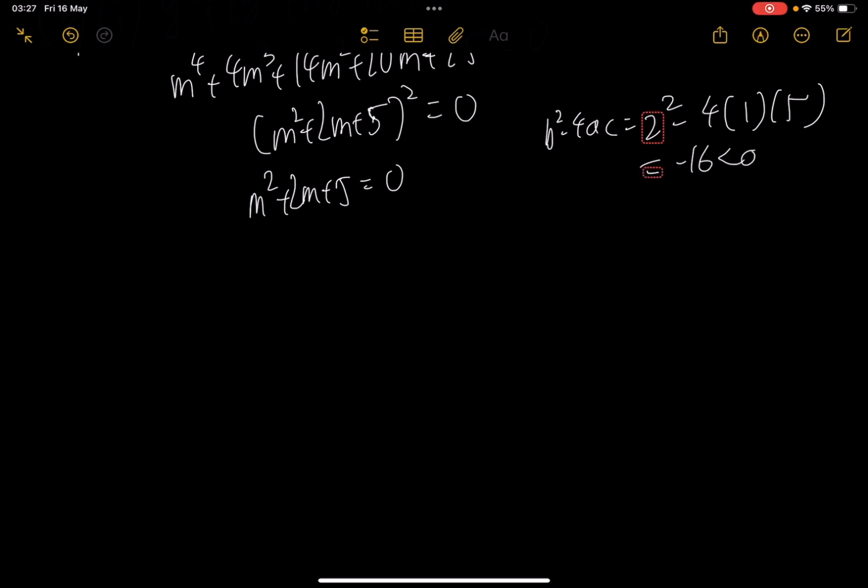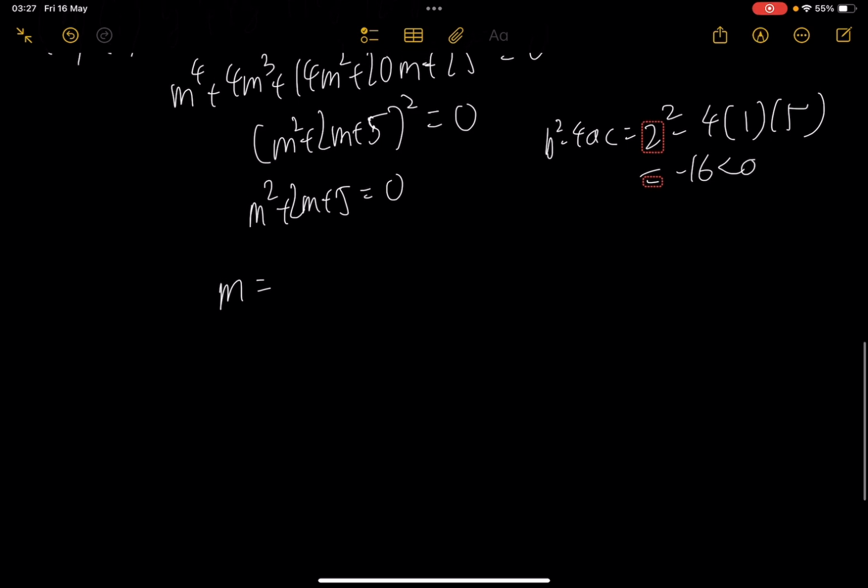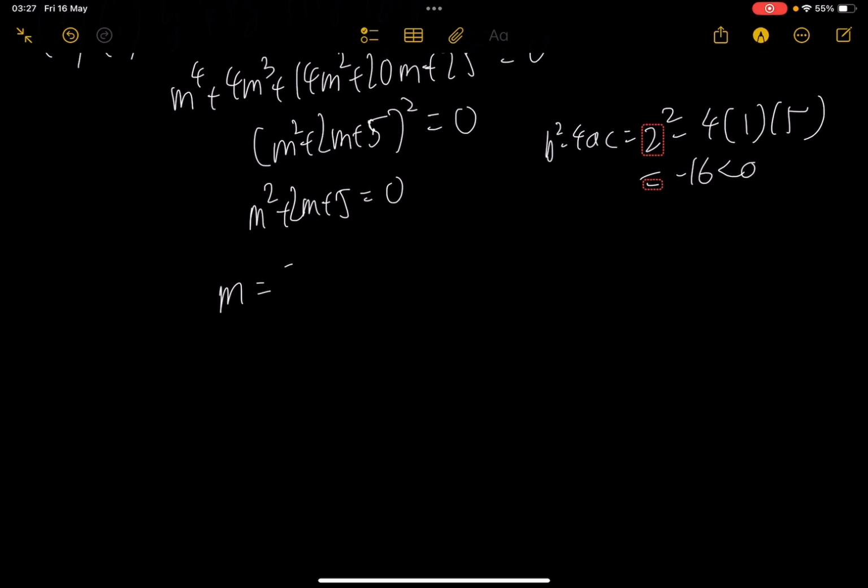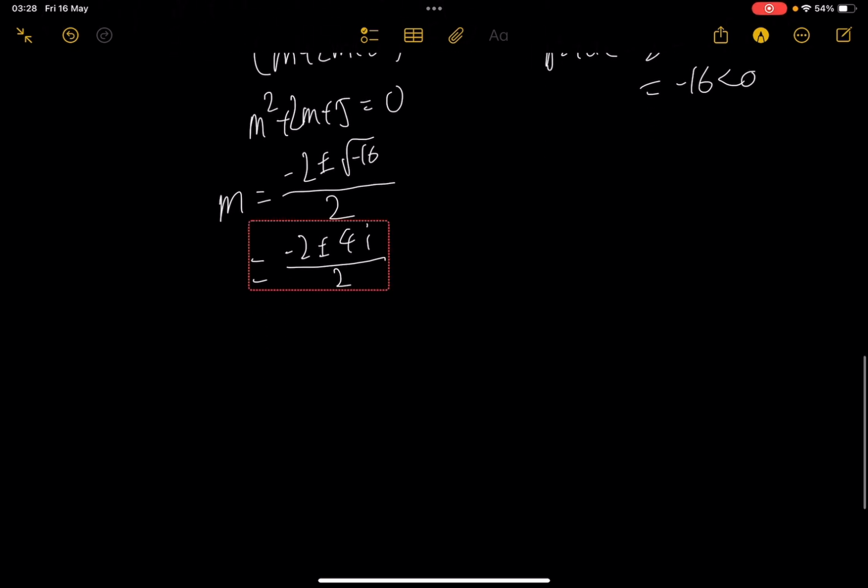Therefore, we have to use the quadratic formula. First you get negative b, which is negative 2, plus or minus the square root of b squared minus 4ac, which is negative 16, and then divided by 2 times a, which is 2 times 1, which is 2. And then we simplify it, and the square root of 16 is 4. And because it is negative, we have to add i here, and then divided by 2. Therefore you can get two solutions.